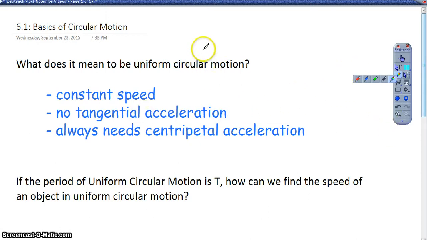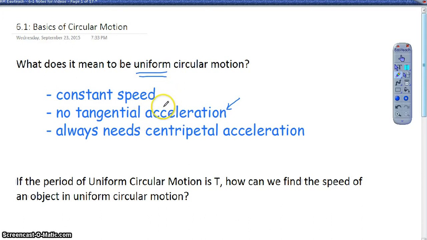So what does it mean to be uniform circular motion? This is definitely, hopefully, a review. Uniform circular motion, right? The key there is uniform. Uniform tells us that it's moving with a constant speed, and so there's no tangential acceleration. We'll look at that a little bit more in this section. And then it also tells us that we always have to have a centripetal acceleration, right?